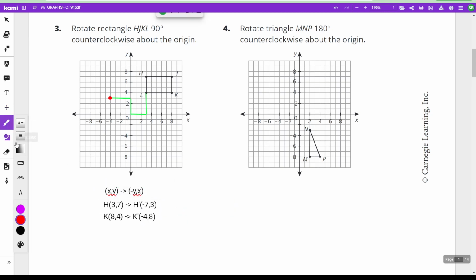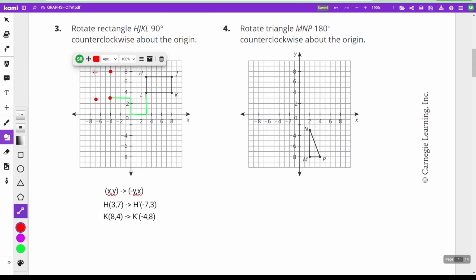And now that we know the location of those coordinates, we can go ahead and plot points for them. So this one's going to be at negative 7, 3, and K prime is going to be at negative 4, 8. And now that we have these points, we can see where the fourth one is going to go, right? It should be right about there. And so now we can connect those points, and we have our shape rotated 90 degrees counterclockwise about the origin.